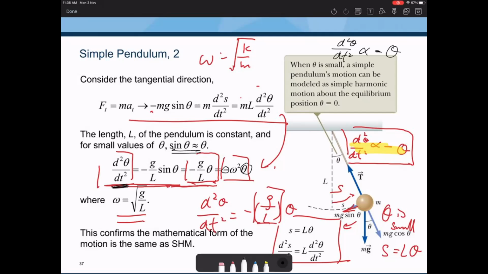The omega squared term, which is the positive constant term in front of the theta, would be related to the angular frequency. Omega is equal to 2 pi f. So this would come naturally as the oscillating frequency of your system.